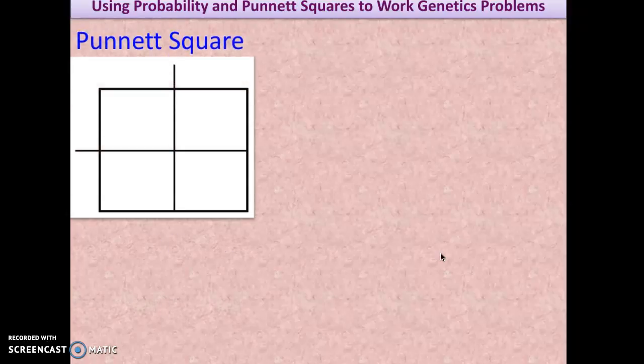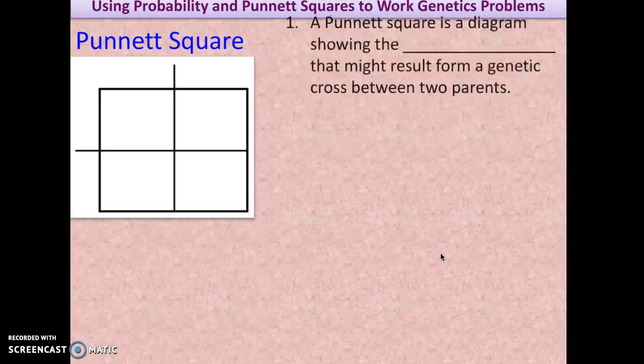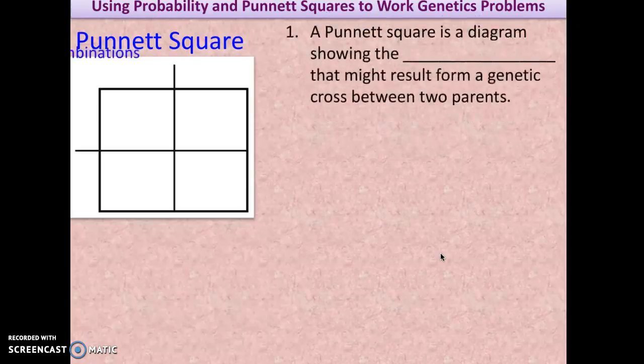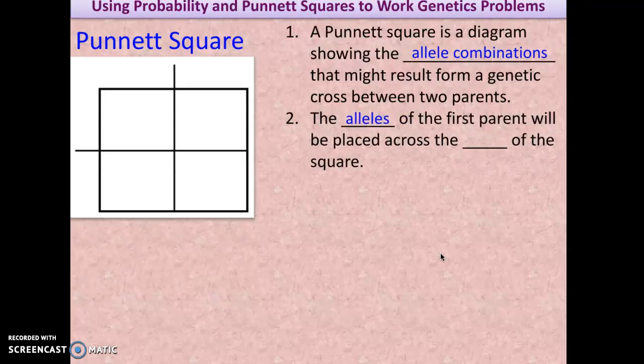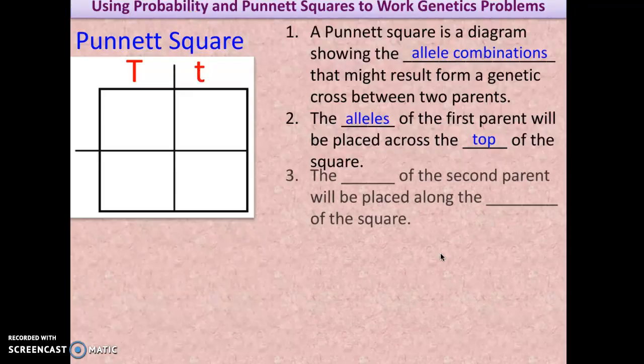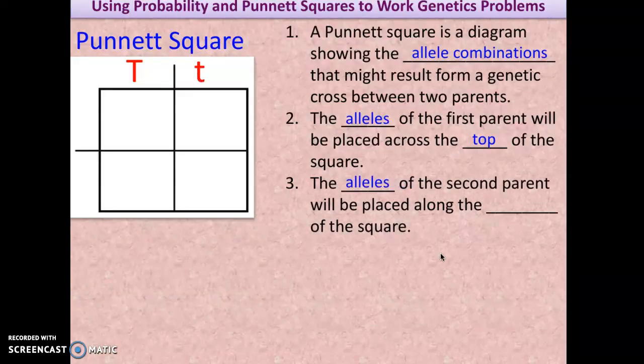So a Punnett square looks just like this. A Punnett square is a diagram showing the allele combinations that might result from a genetic cross between two parents. So what's going to happen when you fertilize every possible egg with every possible sperm? The alleles of the first parent go across the top of the square. So here we'll put a big T and a little t. And the alleles of the second parent go along the left-hand side. Again, we'll put a big T and a big T this time.